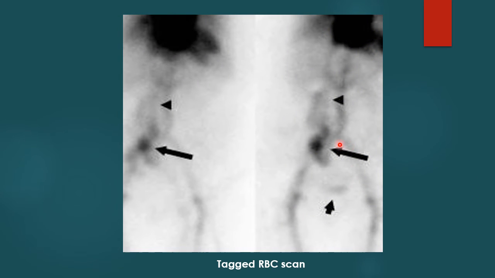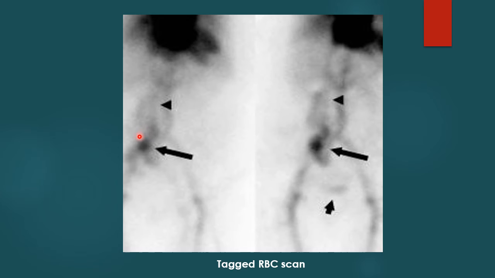This shows you an RBC scan. Tagged RBCs are injected into the patient, and then a scan is done over the abdomen. Okay, and then you see there is an extravasation of this tagged RBC in the right iliac fossa region here. This is the iliac arteries, and this is the aorta. That means there is some extravasation indicating there's some bleeding in the right iliac fossa region, most commonly in the cecum or the ascending colon.